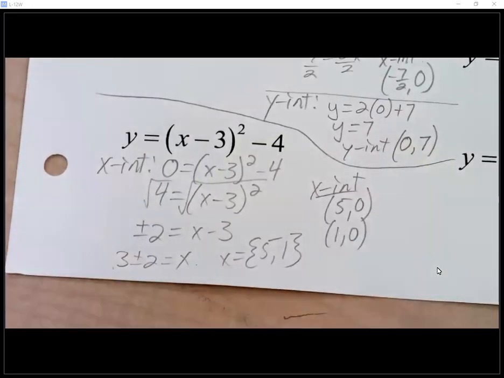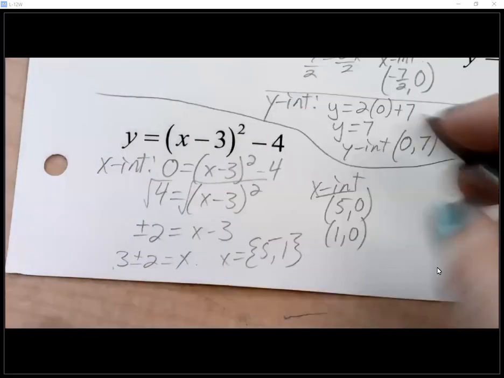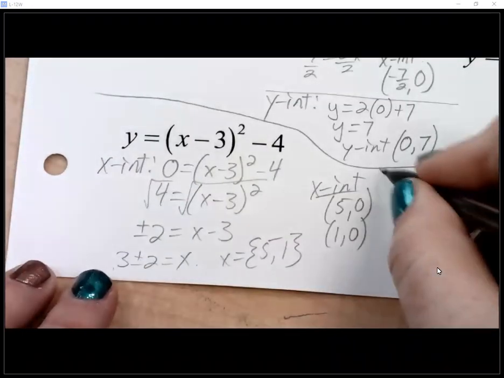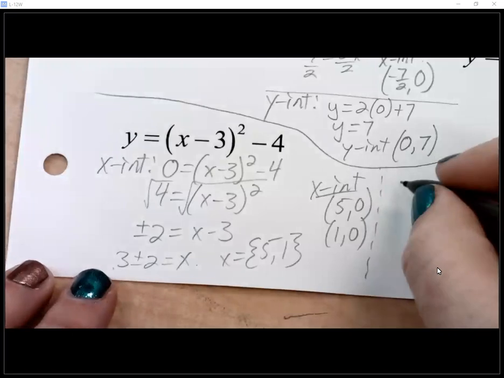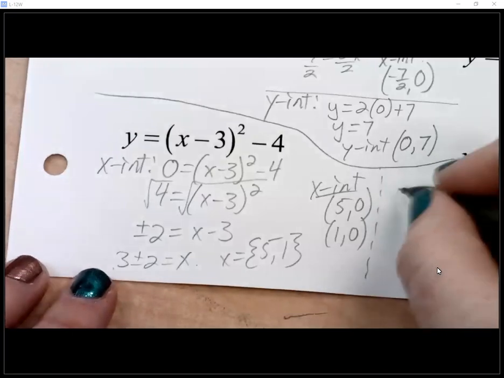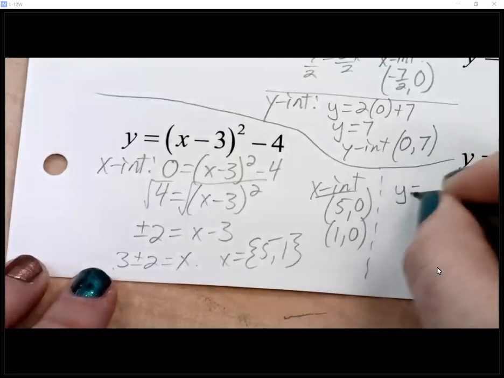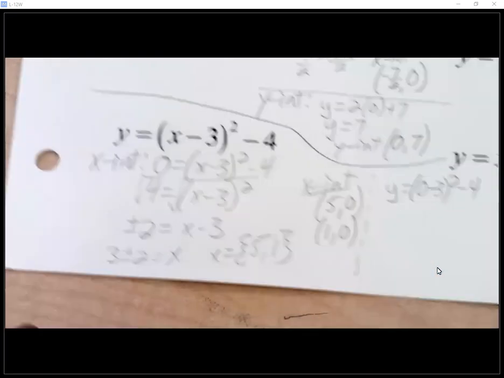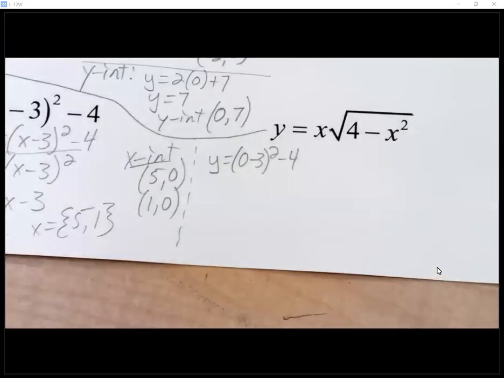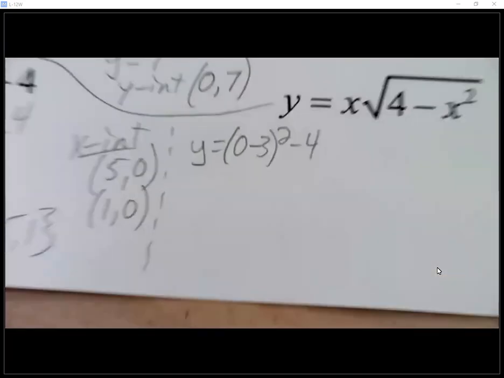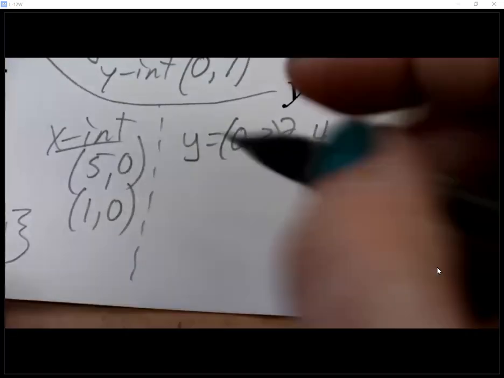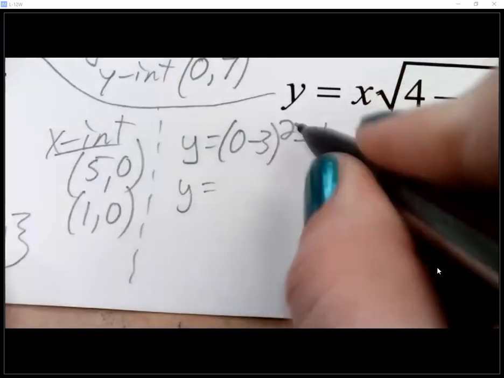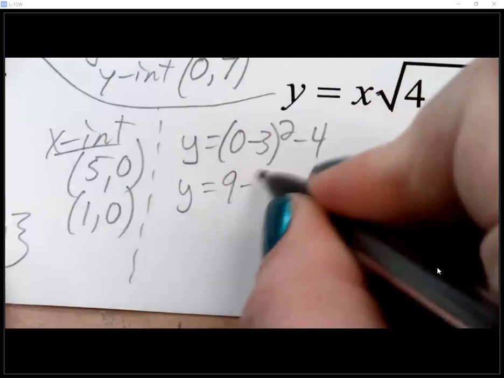Does that make sense? And now I do the same thing for y. So to find the y-intercept, I really don't have enough room on here. That's okay. So y-intercept, I'm going to plug in 0 for x. So I'll have y equals 0 minus 3 squared and then minus 4. And then again, I'm just going to go ahead and solve this. I get negative 3 squared is 9 minus 4. Looks like I just get 5.